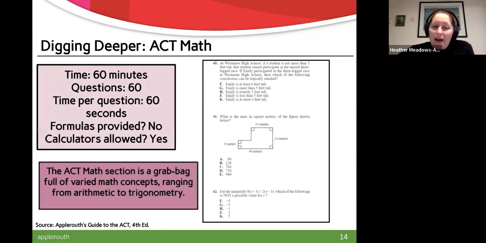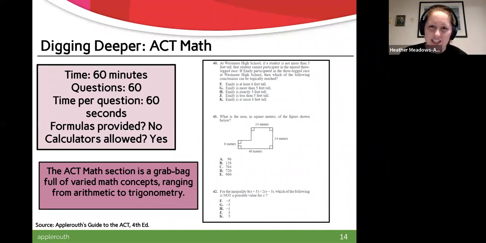It really is a grab bag of varied math concepts. You can get everything from arithmetic to trigonometry. A lot of it is Algebra 2, Algebra 1 content. A lot of it is going to be geometry content as well. But you may get things from other places too, right? So like question 40 here is a logic puzzle. Logic puzzles are technically math. So you can get a variety of things in this section.